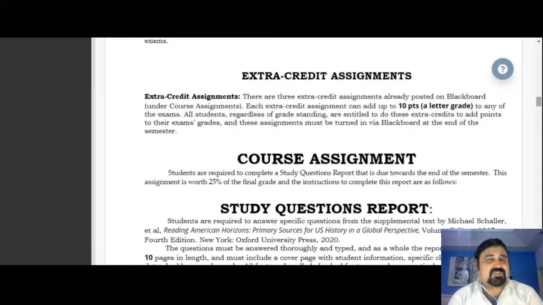Under course assignments, there's a folder titled Extra Credit Assignments. There are 3. They're optional. They're not mandatory, so everybody's entitled to do them. Each extra credit assignment is worth 10 points. You can use those points on each of the exams. You can boost your exam grades by an entire letter grade, if you will.